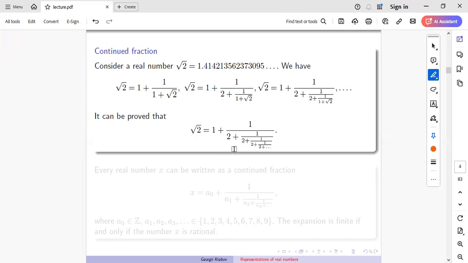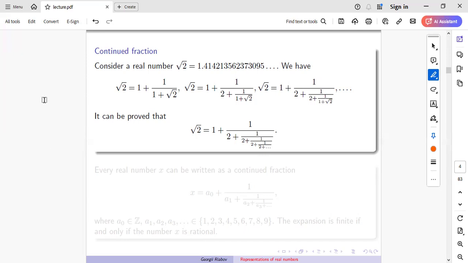So this is a different representation of root of 2. And in particular, you can see that it is much more regular than the decimal representation, because we have 1 plus, and then in each denominator there is 2 plus, 2 plus, and so on.